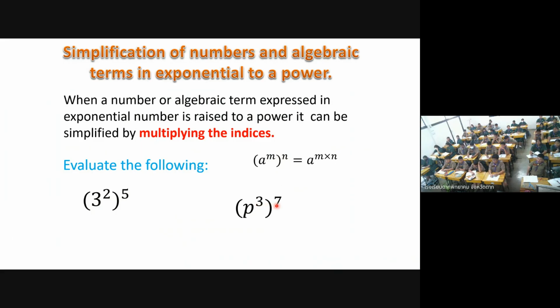So p to the power of 3 to the power of 7. What's the answer? Okay, this is p to the power of 21 since 3 times 7 is 21. Because again, you're going to multiply.